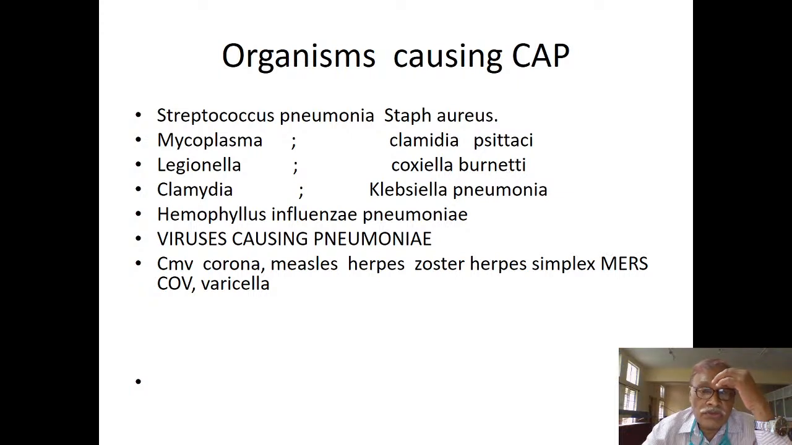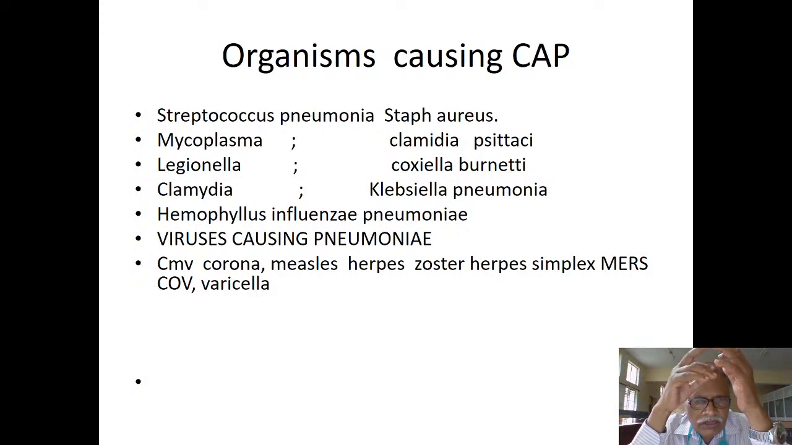The organisms which cause community acquired pneumonia: Streptococcus pneumoniae, Staphylococcus aureus, Mycoplasma pneumoniae, Chlamydia psittaci is the organism, and Legionella pneumophila, Chlamydia pneumoniae, and Q fever is caused by Coxiella burnetii. And Haemophilus influenzae pneumonia.